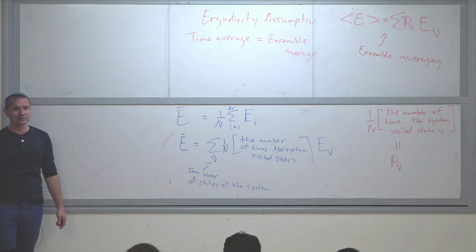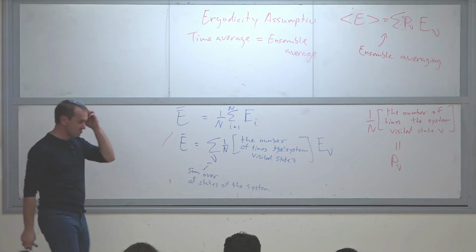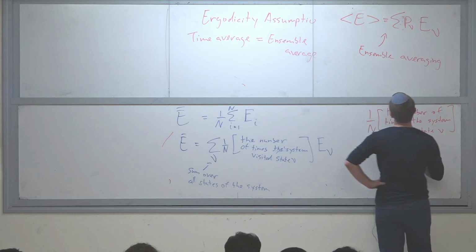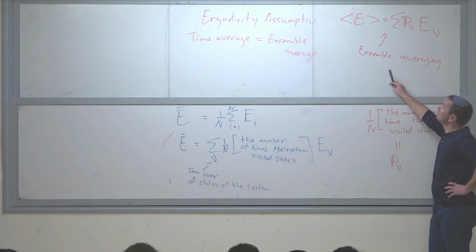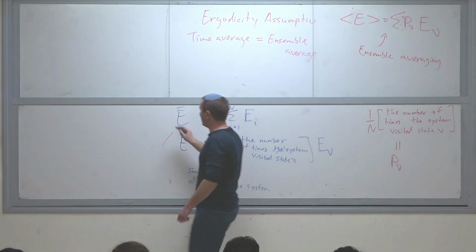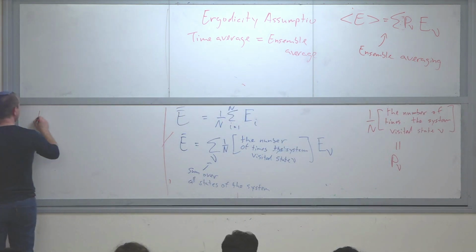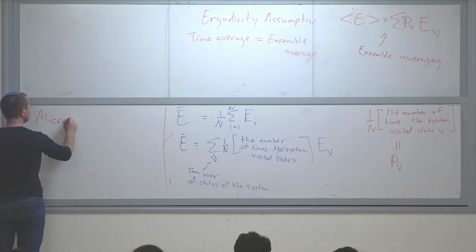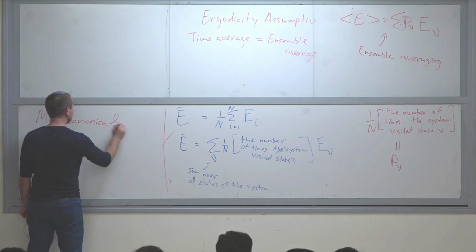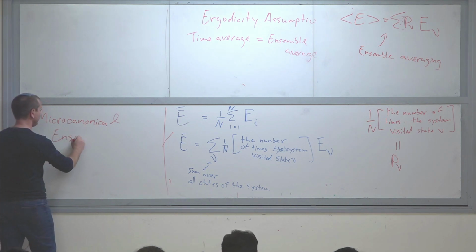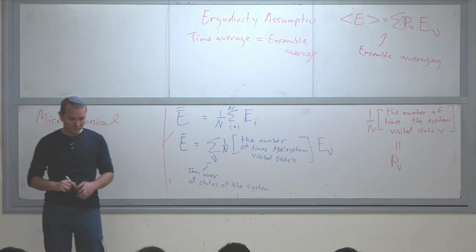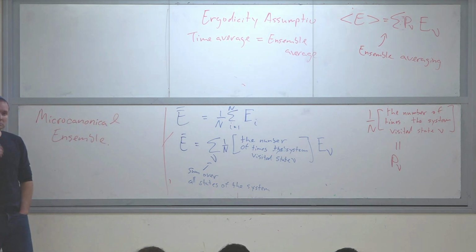So I have to invent ensembles. And I want to invent ensembles that are simple enough such that I can perform this averaging procedure over here. So the first ensemble that I will have is termed the microcanonical ensemble. What is a microcanonical ensemble?